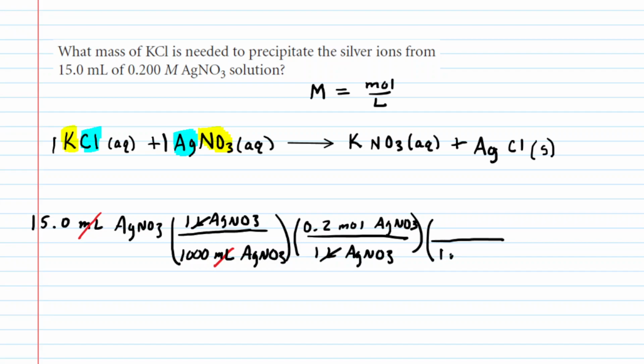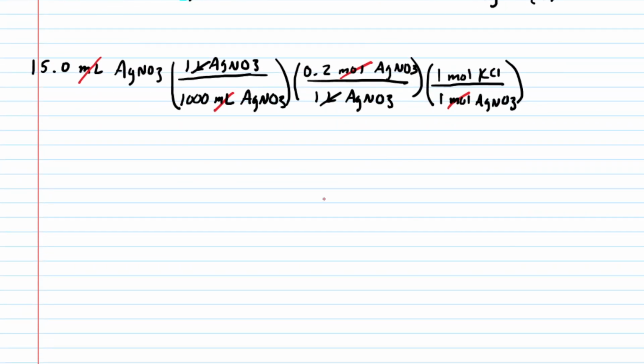We would say on the bottom 1 mole of silver nitrate reacts with 1 mole of potassium chloride. Now, again, arranging the configuration in this manner allows us to cancel out the moles of silver nitrate. And now we're left with moles of KCl. One more step, right? Because we have to get the mass of KCl. And to do that, we're going to have to take a look at the molar mass of KCl.